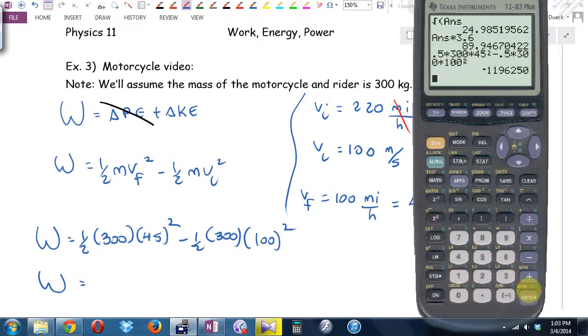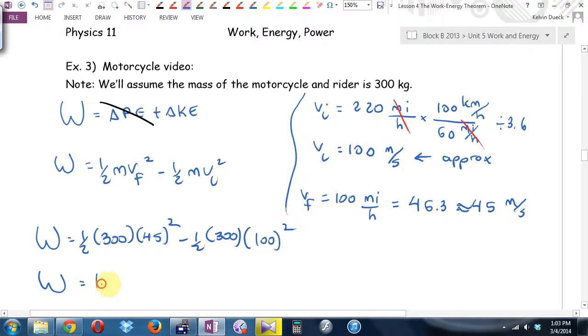How many joules of energy? 1.2 million joules? A lot. I'll go, yeah, you know what? I'll go 1.2 times 10 to the 6, because we've been very rough. We'll ignore the negative. Joules of energy.